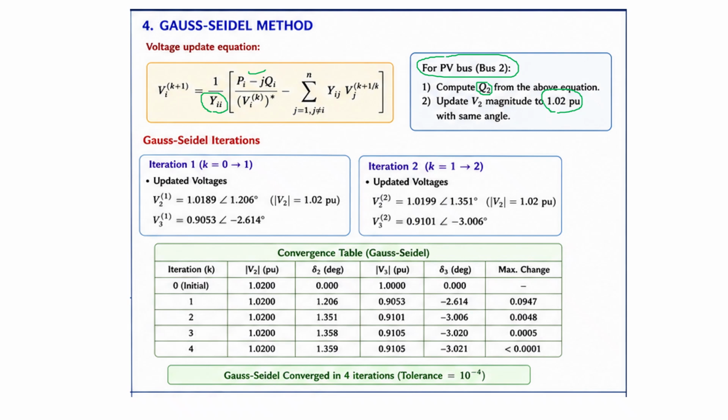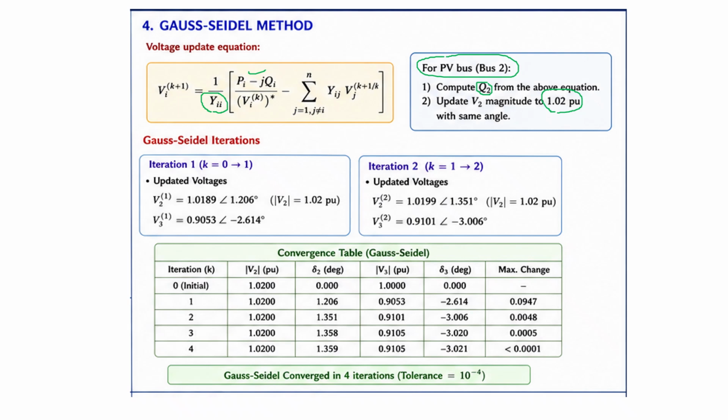Then for bus 3, we already have Pi and jQi, which is a load. We have all other parameters, except we'll use the updated value of voltage. Means for the slack bus, there's no updating of voltage angle. But when we come to the PV bus, we have an updated voltage with a constant magnitude at a new angle. So we'll use that to calculate the voltage after the first iteration.